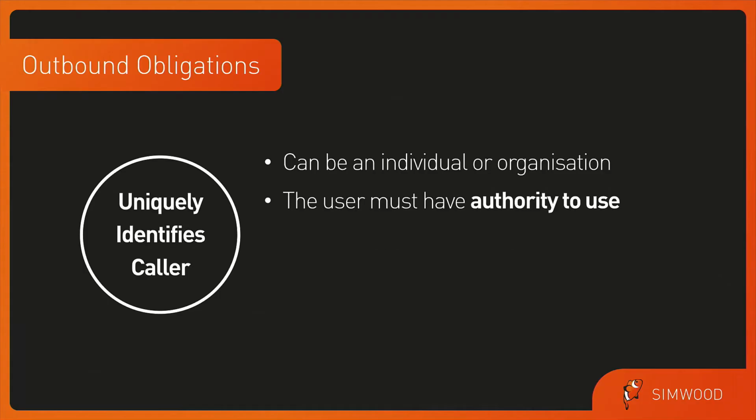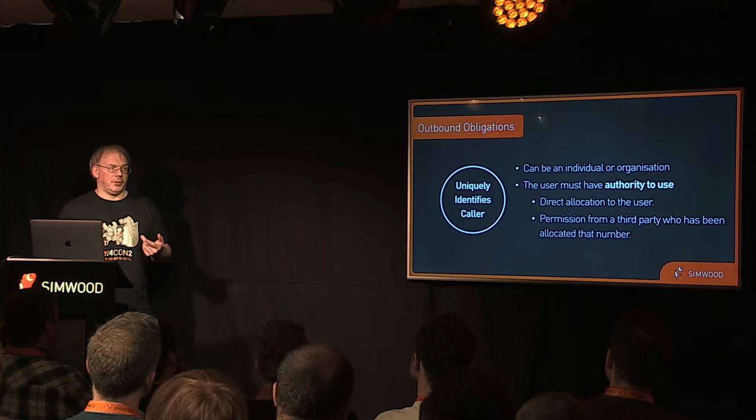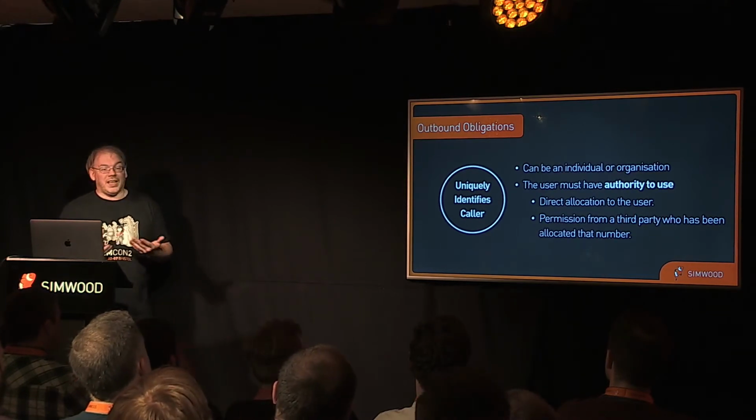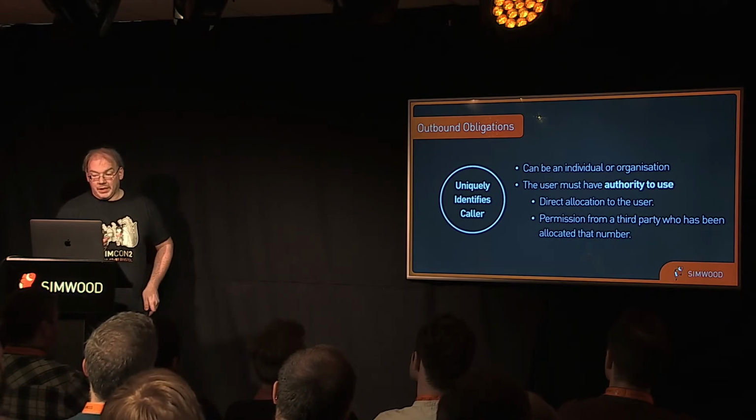It also needs to uniquely identify the caller. So that can either be an individual or an organization. The user must have authority to use the number. Now that's either because the number's been given to that user by direct allocation, or permission from a third party, which obviously covers the case where you might operate a call center dialing out on behalf of RBS, the real RBS, not phoning people up and pretending to be RBS. You then have the right to present RBS's number. That's perfectly clear.